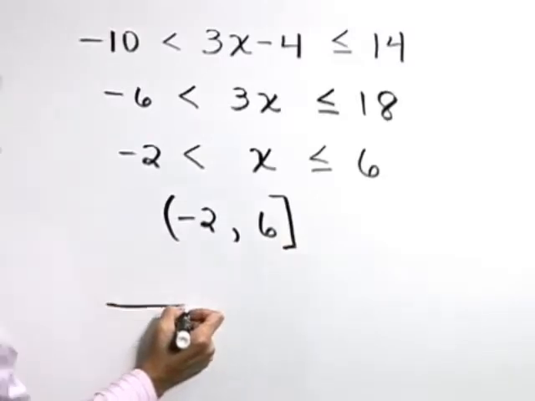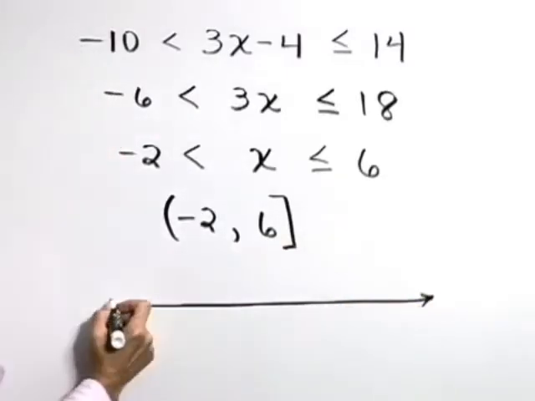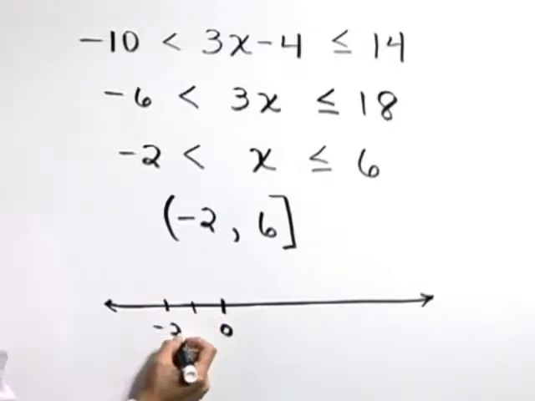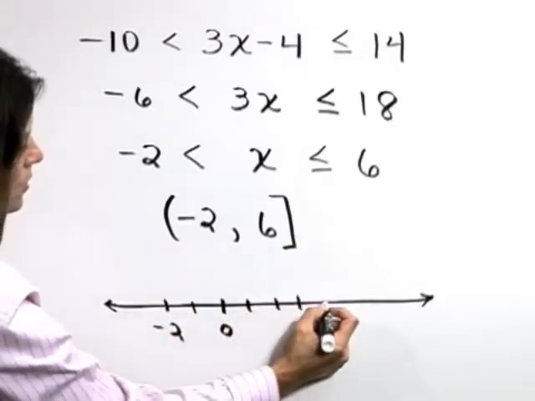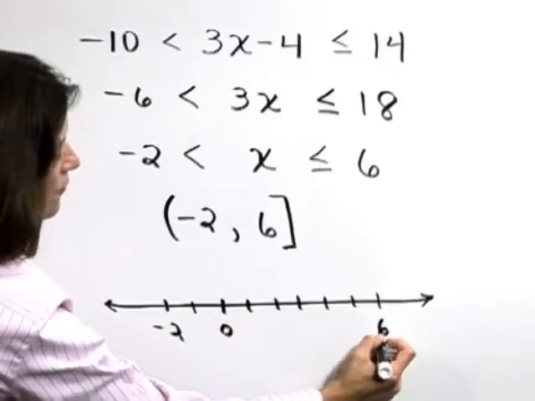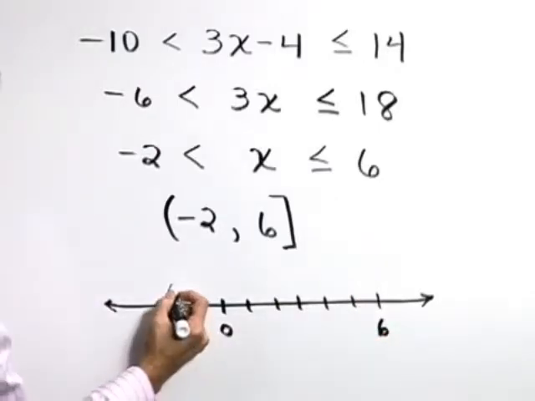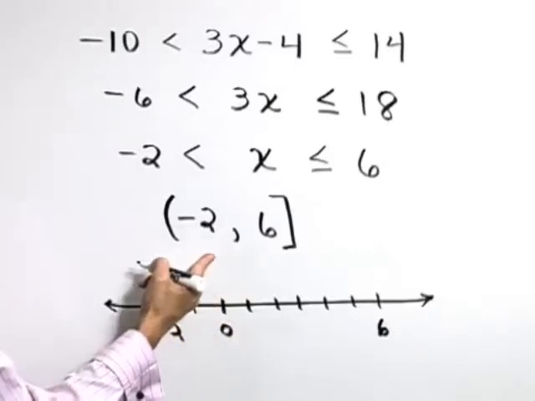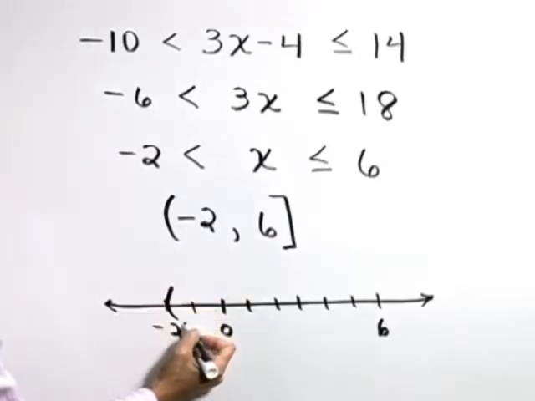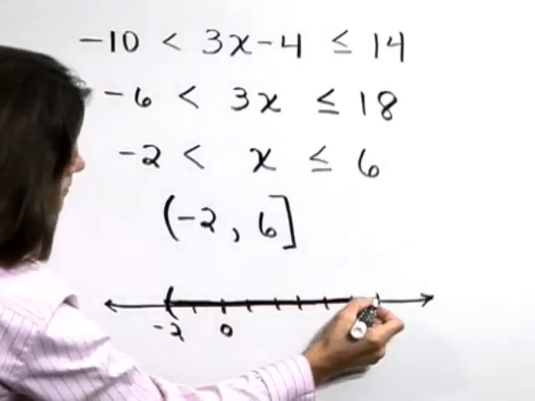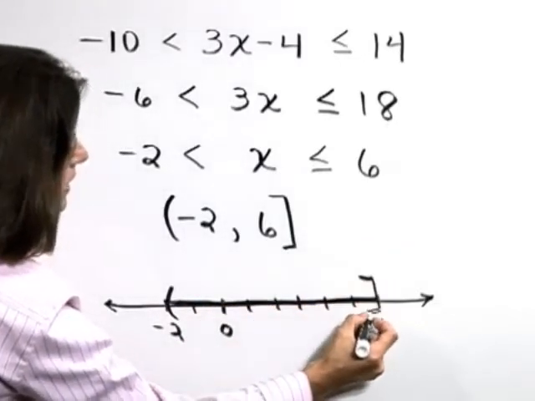As we graph this solution on a number line, just locate 0, come back to negative 2, forward to 6, and here our notation is going to look the same as it does above in the interval notation. We're going to put a parenthesis at negative 2. We'll bold this interval up to and including 6.